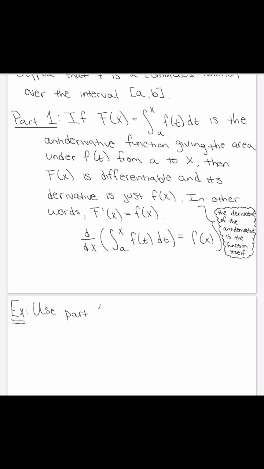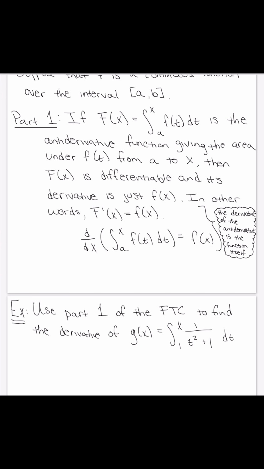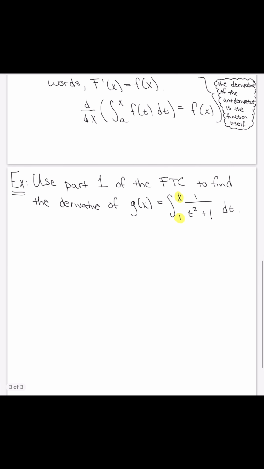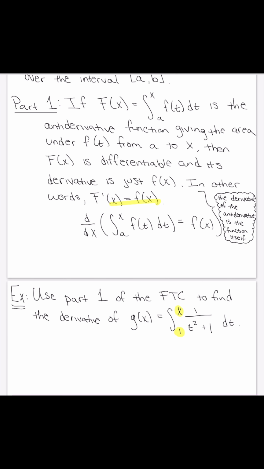Use part one of the fundamental theorem of calculus to find the derivative of g of x equals the integral from 1 to x of 1 over t squared plus 1 dt. Okay, so if we notice, the bounds here, this is just a number, and this is just x. So when that's the case, you're able to literally just apply this rule, right?